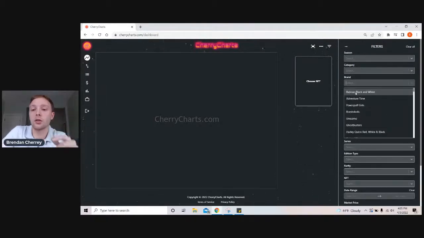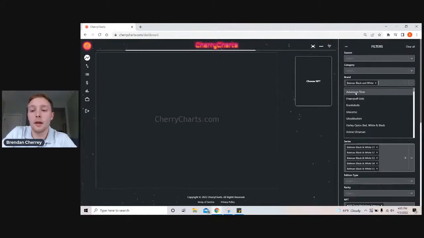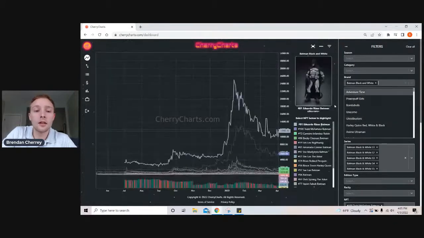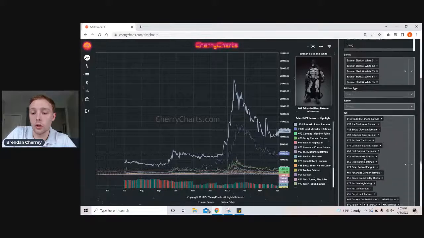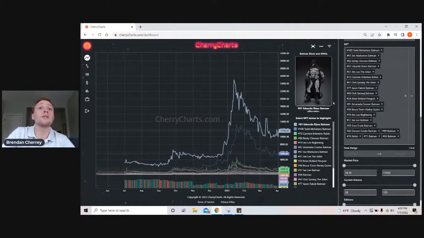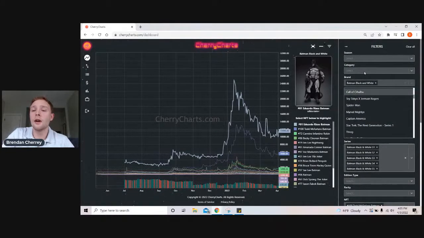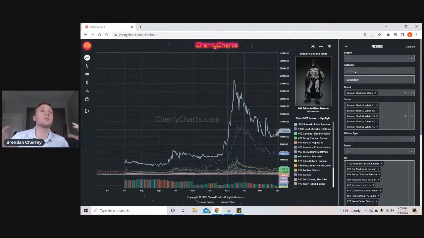Really easy to switch between stuff too, like Batman black and white. That's going to load up really quick for you. It's going to load all the NFTs immediately. Just a quick note, season and category don't currently load anything because that would load everything onto the actual graph. But what we do have is anything below that.